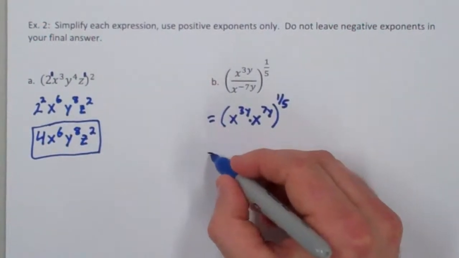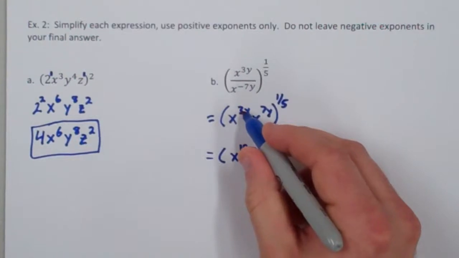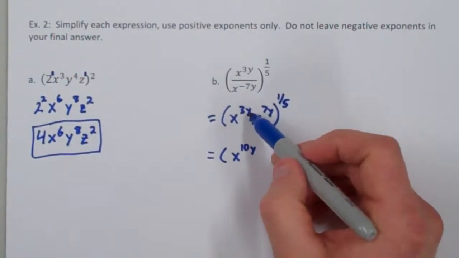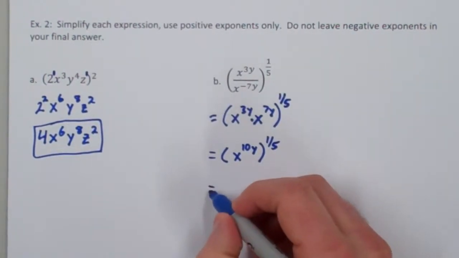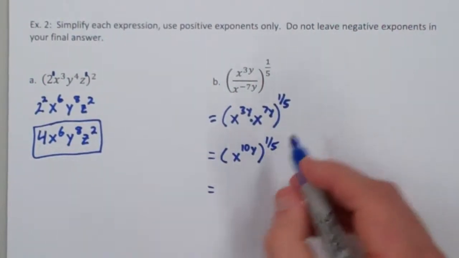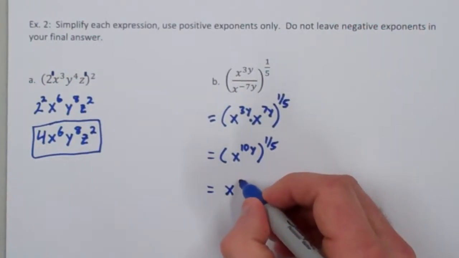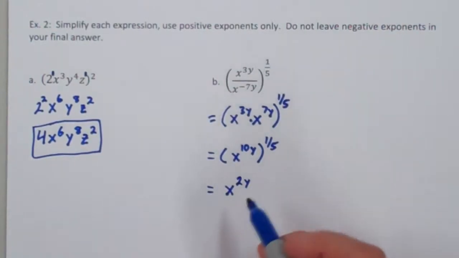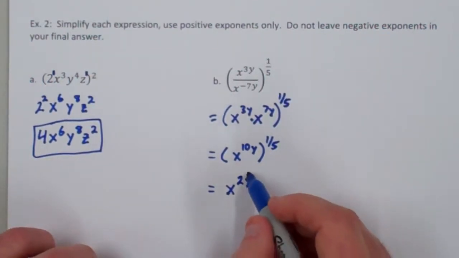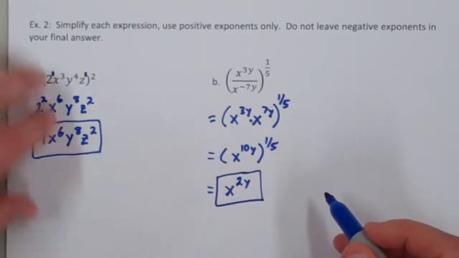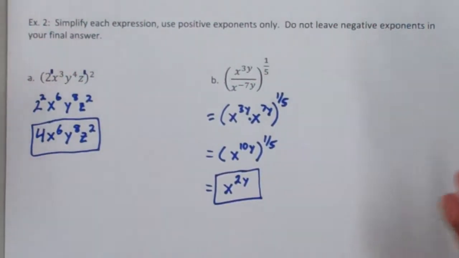If we work inside again, this is x to the 3y times x to the 7y, which is x to the 10y. Remember, you add exponents when you're multiplying like bases. So 3y plus 7y is 10y. We're raising that to the 1/5 power. Our power of a power rule, we multiply these two together. So we've got x to the 10y times 1/5. 1/5 of 10 is 2, and there's still a y hanging out there. We can't really do anything more with this expression here. All we can do is just say, hey, that is our final answer. We've got a variable here in the exponent, and a variable here as a base, so we're all finished.